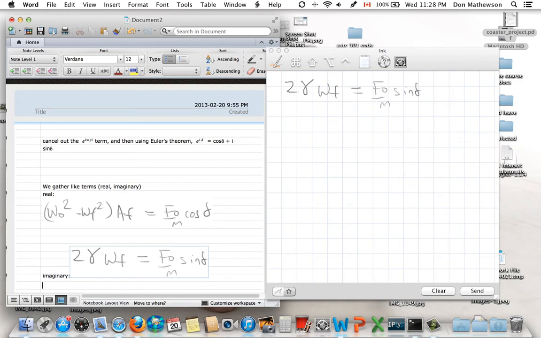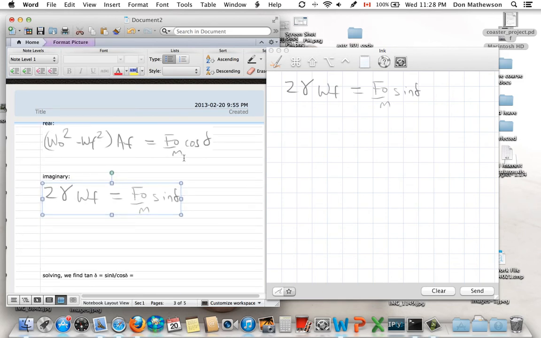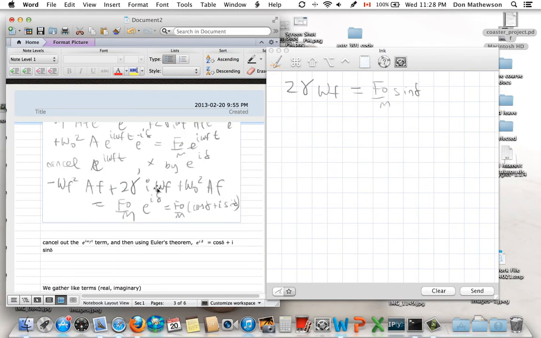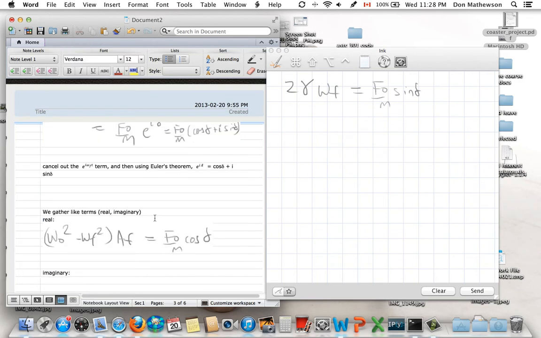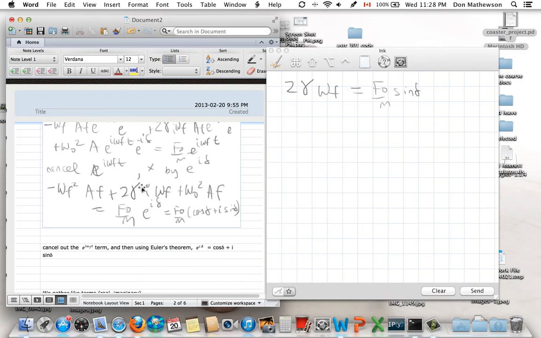Okay, so that's the imaginary equation. I'm now just going to take the ratio. Oh, hold on, I missed the AF there. Let's go back, because this has an AF. Oh, I really missed it. Yeah, I missed it here too. There's a missing AF term right there.